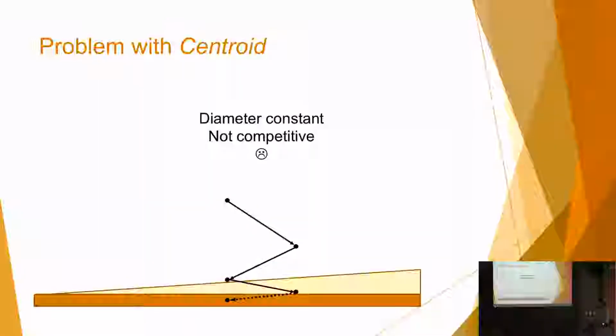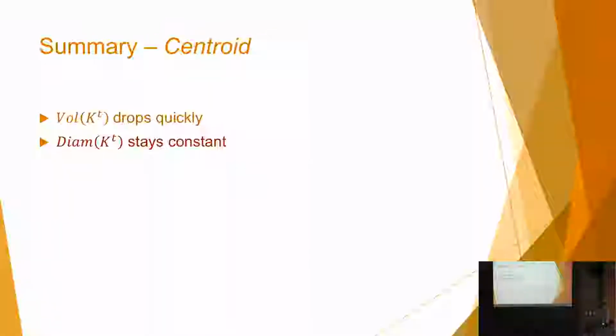And I'm just going to go back and forth forever and not get a competitive algorithm at all out of this. The problem here is that I'm not actually getting the diameter anything below whatever the width of this rectangle is. At a certain point, it's basically just moving a constant distance back and forth, when I should be moving much less than that, right? The optimal is just moving in a straight line down. So the centroid has this nice property that the volume drops quickly, but that's not enough to give us the diameter to drop quickly. It stays constant.